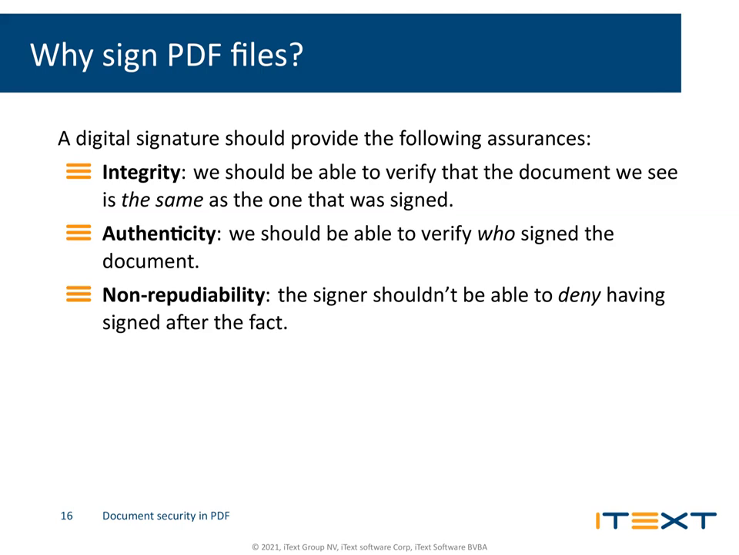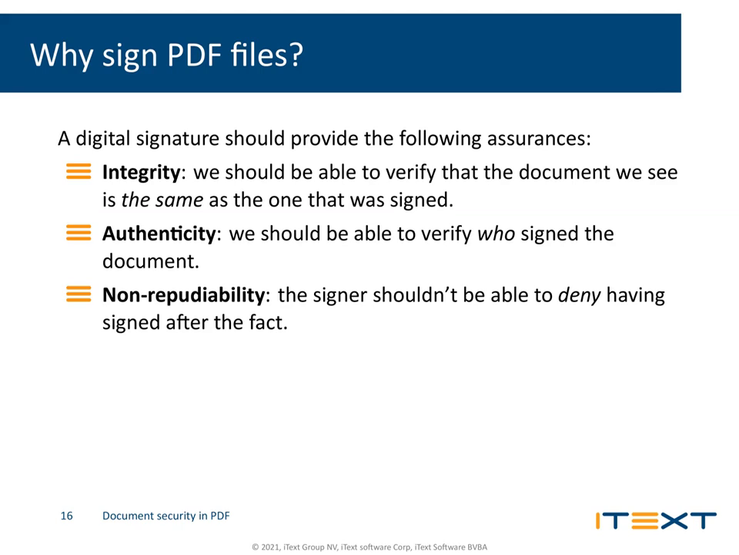Now what is it that we look for in a digital signature, especially in a PDF file? In general, we want the following three assurances. The first one is that whenever the document is modified in some way, we should be able to detect that, and it should invalidate the signature in particular. So the signature should ensure that the document we see is the same as the one that was signed.